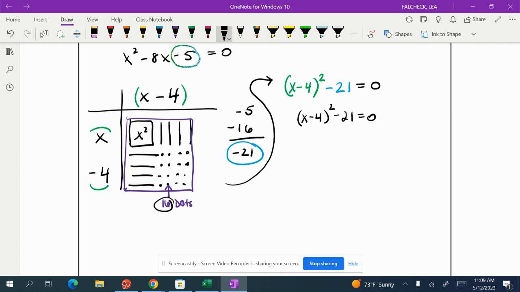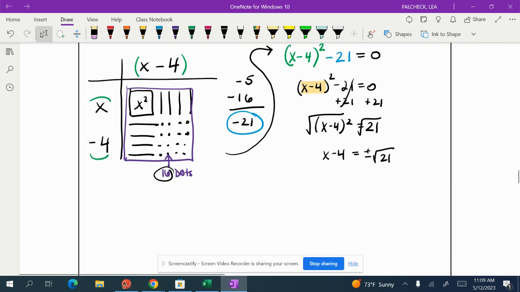What I'm going to want to do here is solve using the square roots method. I have a chunk squared, and then I have some ones over here. If I move these ones over, I will have x minus 4 squared equals 21. Now I will simply square root both sides, and I will be left with x minus 4 equals plus or minus the square root of 21.